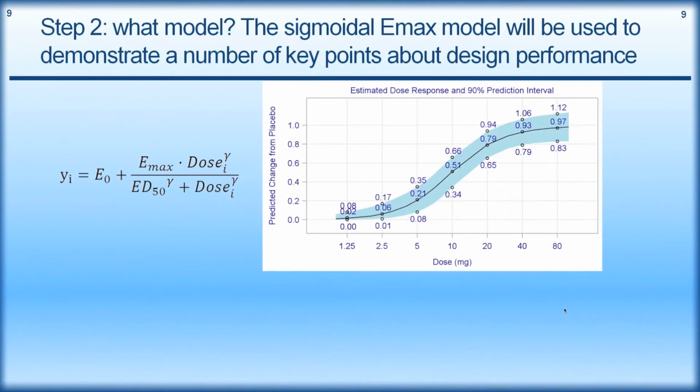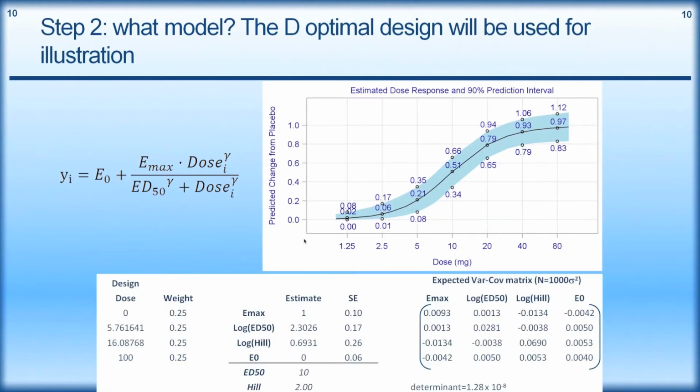We would need to define a model. So here, during this presentation, I'm going to be focusing on the sigmoidal Emax model, describing a dose response. And we're going to use it to demonstrate a number of key points about the design performance. So here we have the standard equation for the sigmoidal Emax model, and here we have perhaps an output from a modelling exercise using that model. Where has this come from? Well, it's come from a model where the estimated Emax, which is down here, is about 1. The ED50, which is estimated on the log scale, is around 10. The Hill coefficient is around 2. The E0 is 0.